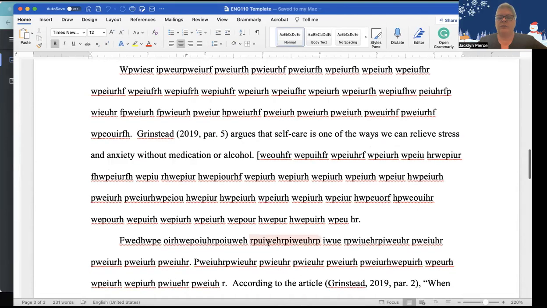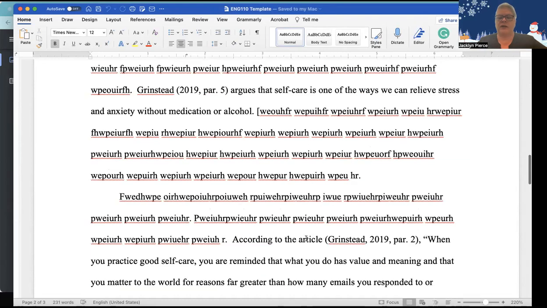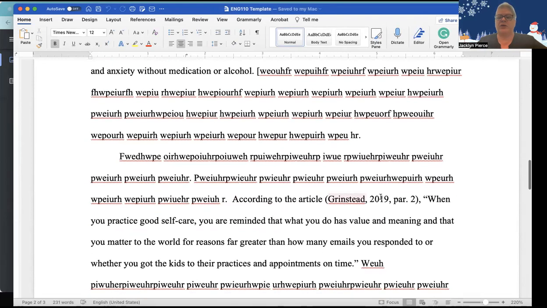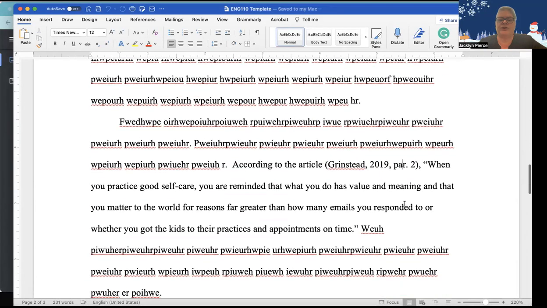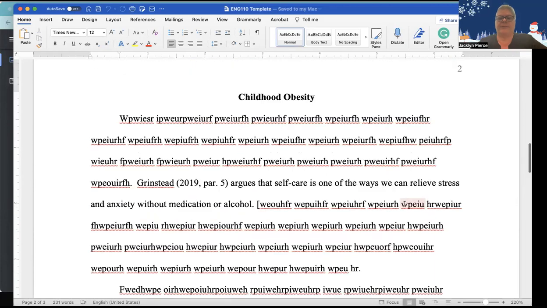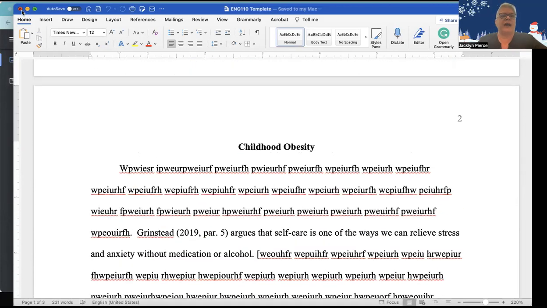Within that quoted piece of information, you can see it right here. According to the article, this will be different because you're going to be using a specific one, but it'll have the author or the title if it's the Salem Press one, the year, and then page number or paragraph number, depending on which source you are quoting. All right, so that's what it's going to look like.